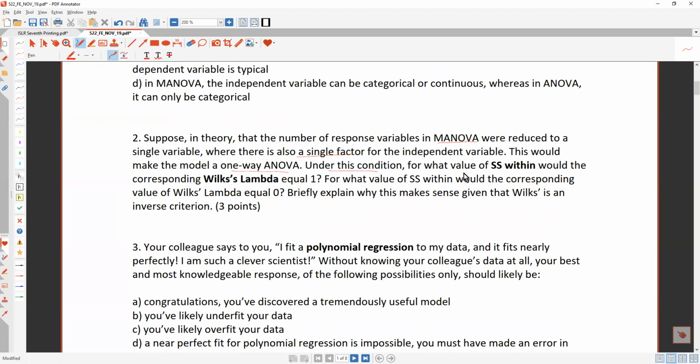Under this condition, for what value of SS within would the corresponding Wilks lambda equal 1? For what value of SS within would the corresponding value of Wilks lambda equal 0? Briefly explain why this makes sense given that Wilks is an inverse criterion. So the job here is to reduce it down from a MANOVA to an ANOVA and interpret Wilks lambda in the context of the ANOVA.